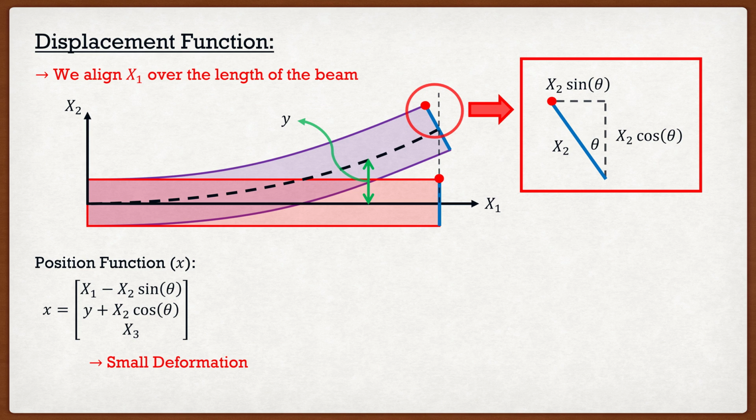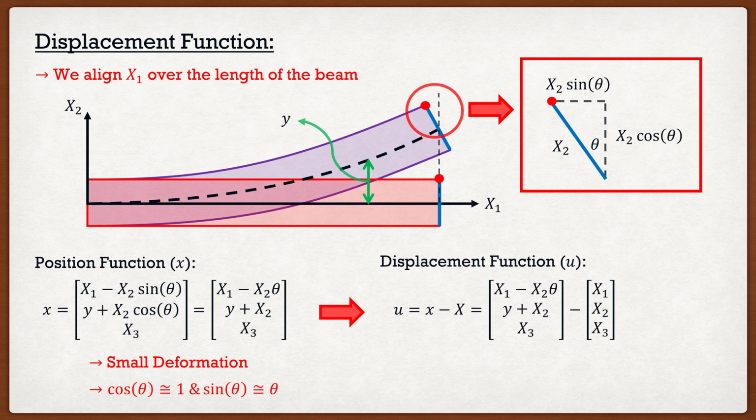But before we get into that, we can realize that there are some nice manipulations we can do to our position function. The first one is that we assumed small deformations. That's going to impact those two terms right there, because if we're assuming small deformations, cosine theta is approximately equal to 1, and sine theta is approximately equal to theta. Therefore, our position function simplifies into x1 minus x2 times theta, and y plus x2.